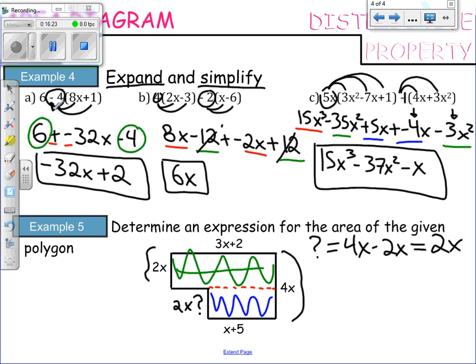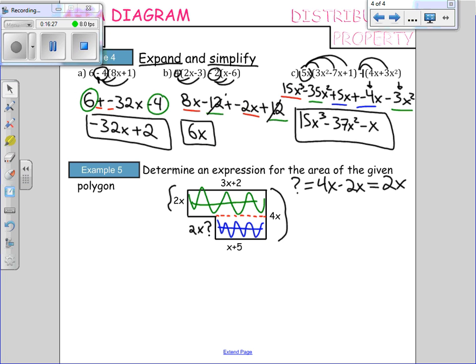So we're going to extend the page a little bit. To calculate the area of the green rectangle, we need length times width. The length is 2x. The width is 3x plus 2. And we need to add the area of the blue. So the blue is 2x times x plus 5. We solve that equation. We solve the area of that weird L shape.